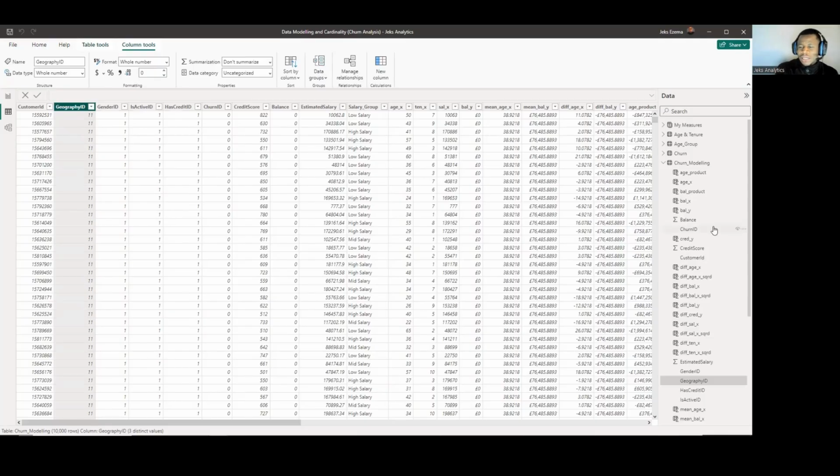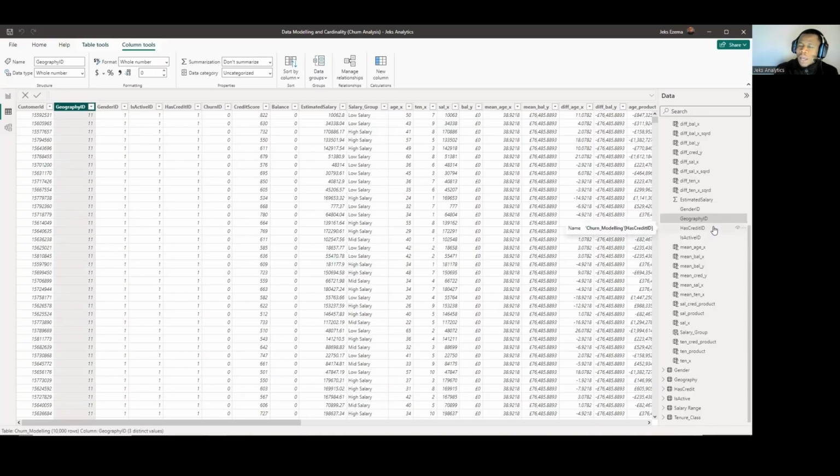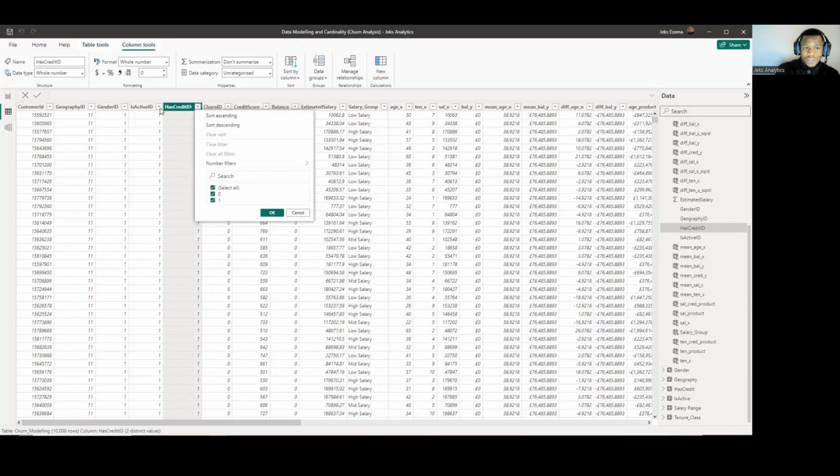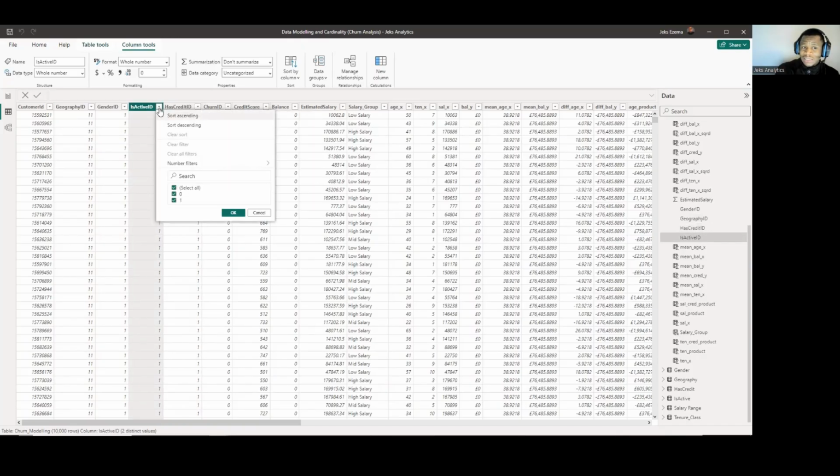So what are the dimensional tables? Dimensional tables are usually the tables that have one category, that have a key for one category. So we'll have geography ID, we have gender ID, we have, for instance, in this particular data set that we're working with, is it active ID? Which is either yes or no. Does it have credit ID? So yes or no. That's why you can see it is 1 or 0 here, 1 or 0, depending on how this data set was built.